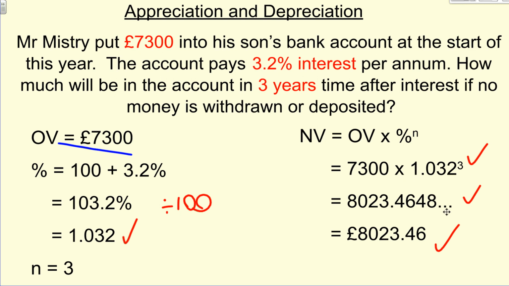£8,023.46. I've put on the ticks so you can see where you would get marks for this question in an assessment. You get a mark for figuring out that you're going to use 1.032, a mark for knowing that you're doing 7,300 times 1.032 to the power of 3, a mark for writing your answer, and then a mark for rounding it.